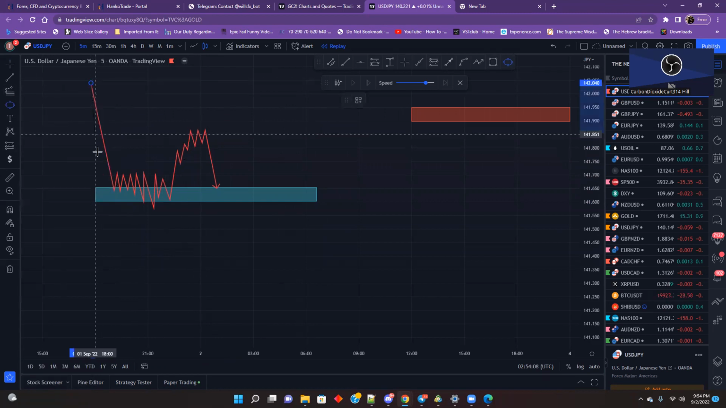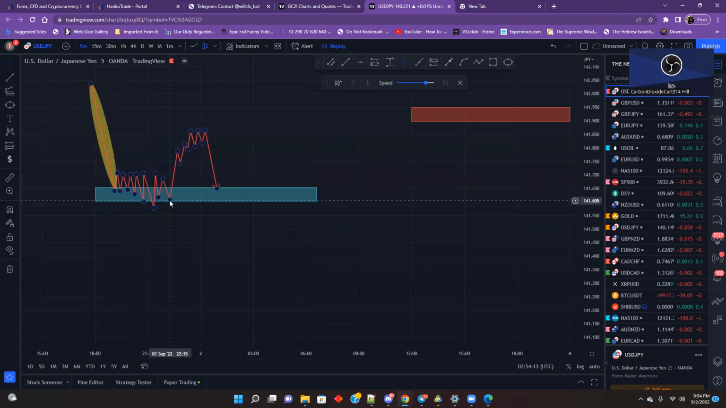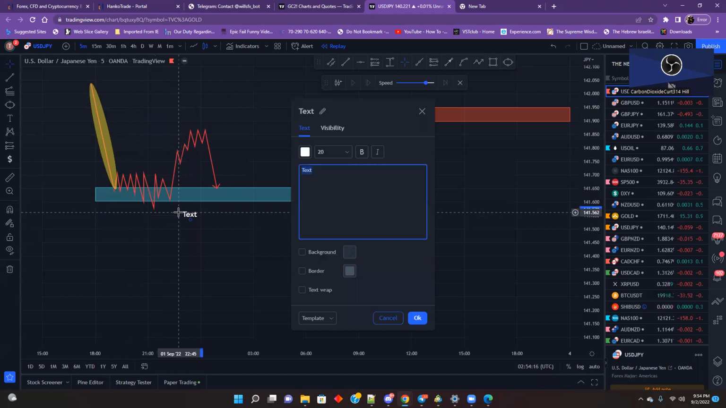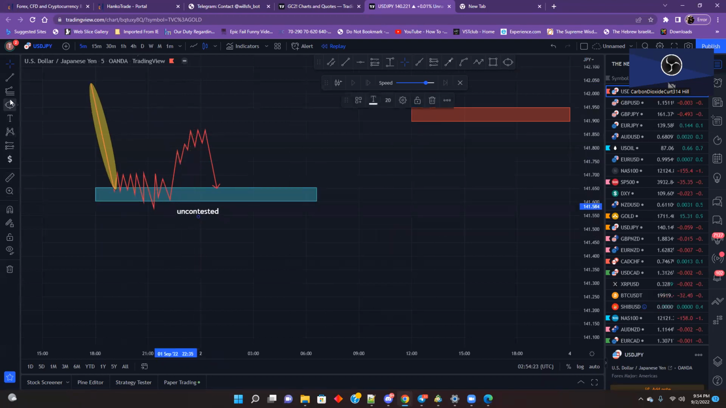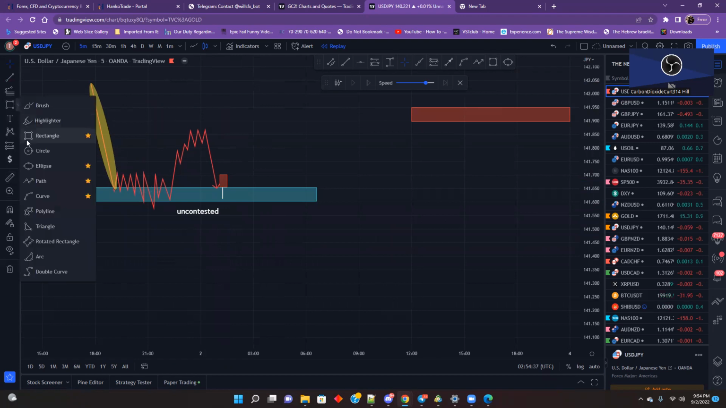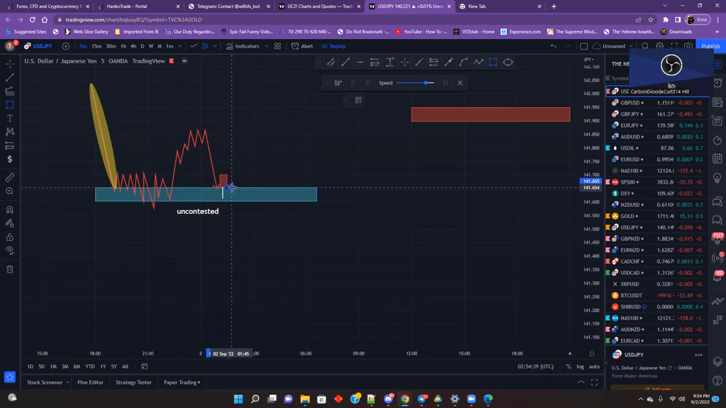Let's go over here. We have the gap that needs to be filled. We know that this created an uncontested zone. So this is uncontested. Obviously, there's three ways of doing this. We're looking for a candle to come in to reject and close as a rejection. Then after that, we're waiting for another candle to break it. Really simple.